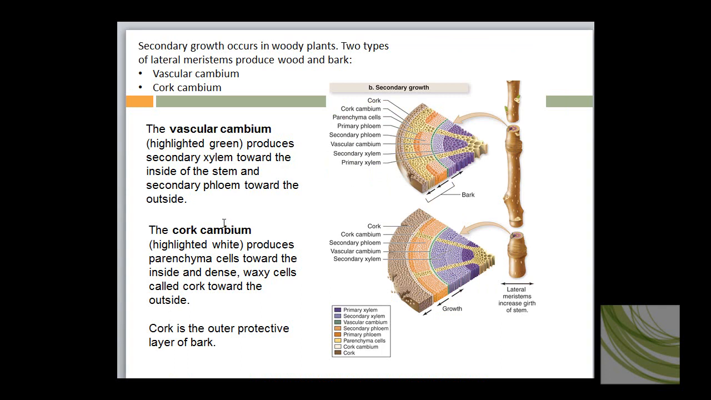Vascular cambium. Secondary growth occurs in woody plants. Two types of lateral meristems produce wood and bark: vascular and cork cambiums. The vascular cambium produces xylem inside of the stem and secondary phloem toward the outside. The cork cambium produces parenchyma cells toward the inside and dense waxy-like cells called cork toward the outside. Cork is the outer protective layer of bark. So there is the bark.